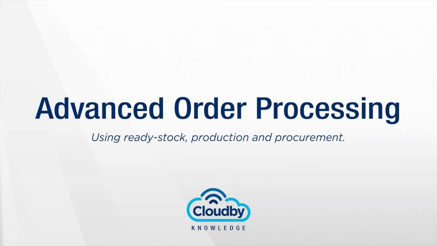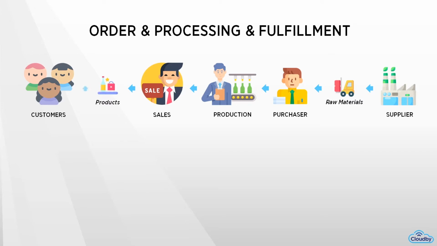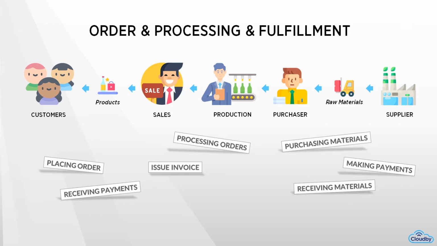Welcome to Advanced Tutorial of Order Processing. In this lesson, we will cover a complete in-depth fulfillment cycle, starting from the customer placing an order, all the way to purchasing raw materials for the production module. We will demonstrate step by step placing a complex order, issuing invoice, receiving payments, processing sales orders, purchasing raw materials, making payment to supplier, receiving materials, production of product, and finally, delivering finished goods.